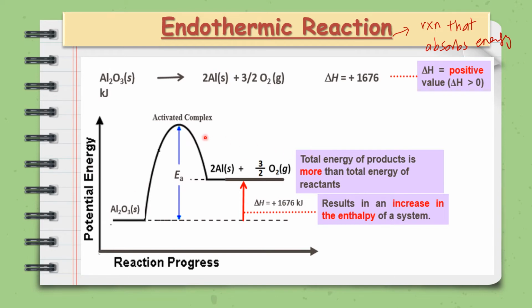Due to that, it will result in an increase of the enthalpy of the system. So that's why we will get our value of delta H as positive. So this is your energy profile diagram for an endothermic reaction based on this thermochemical equation. How do we know from this equation that it is an endothermic reaction? By looking at the value of delta H. If it's positive, it means it's an endothermic reaction.